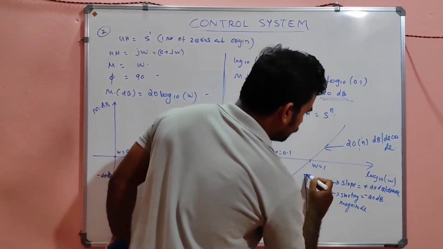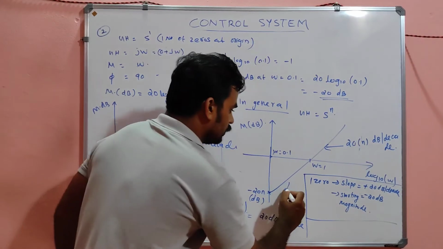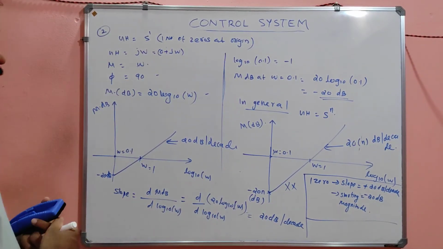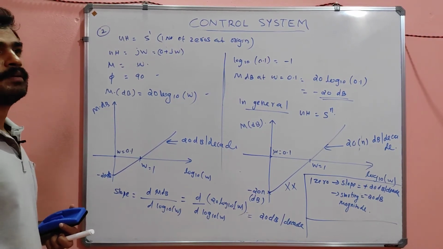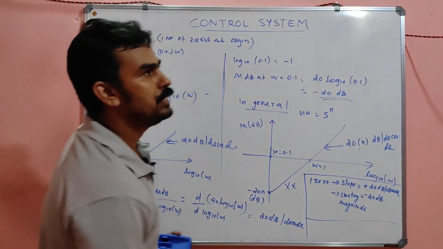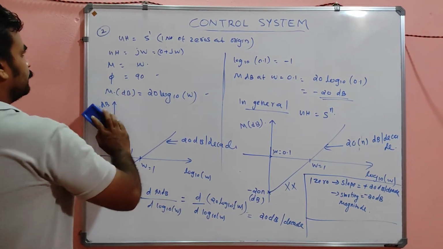You have to make this in a box, it's very important. That means the addition of a zero will make plus 20 dB per decade slope with the initial minus 20 dB. That's all.